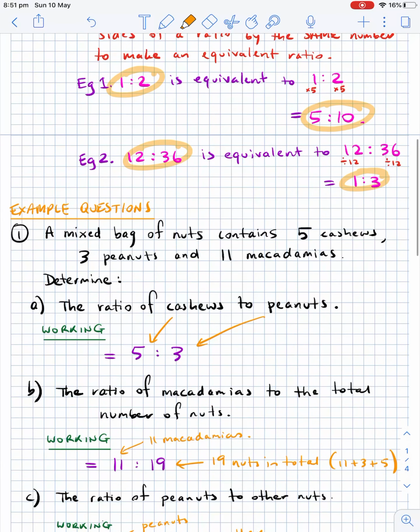Okay, so let's do some example questions. A mixed bag of nuts contains 5 cashews, 3 peanuts, and 11 macadamias. Determine the ratio of cashews to peanuts. What we do is we're just looking for the right numbers. The number of cashews is 5, so 5 goes first, and the number of peanuts is 3, so 3 goes there. So our ratio is 5 to 3 for cashews to peanuts. Simple as that, final answer.